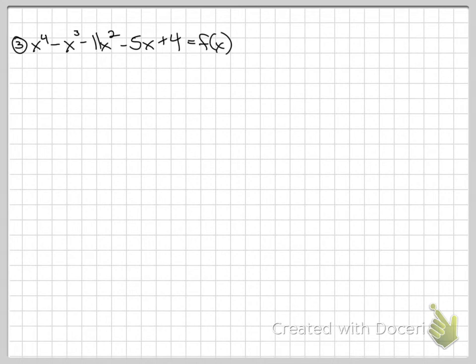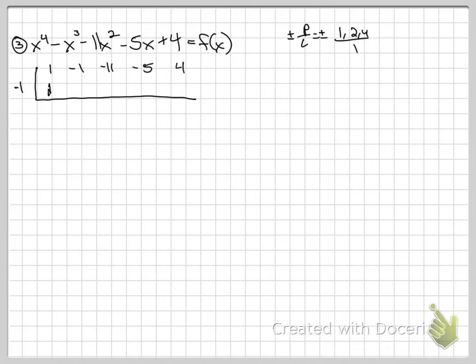So factors of 4. My p over q is the factors of 4: 1, 2, 4. So just jump right in. I like to try -1 first. That one worked. I know it worked when I get a remainder of 0. Okay, so now I know -1 was the root, so x plus 1 was the factor.